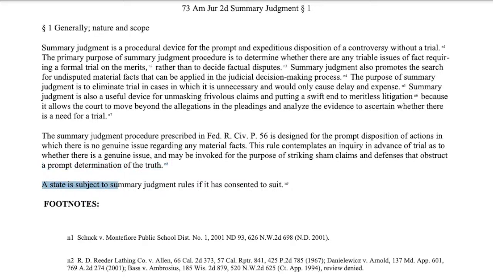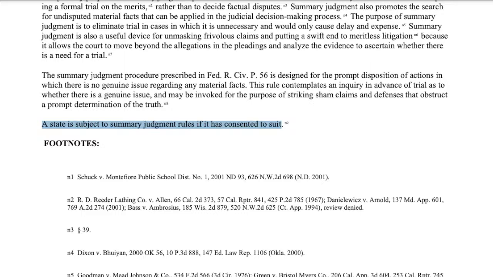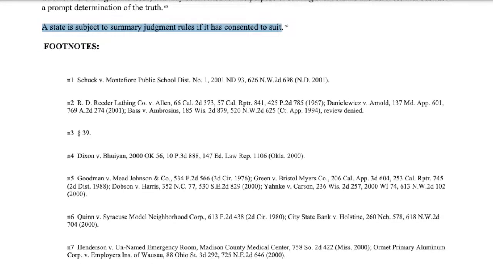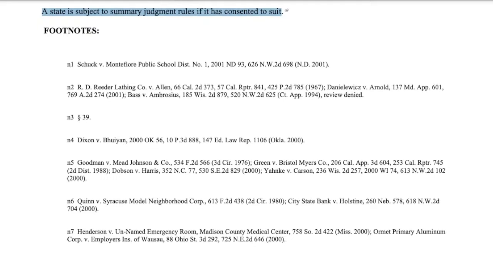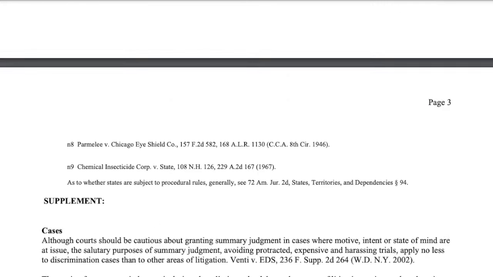A state is subject to summary judgment rules if it has consented to the suit. So that's an interesting footnote there. Boy, those are tiny footnotes. These are just citations of cases, as to whether states, yeah, that's 72 AmJur, states, territories, and dependencies.